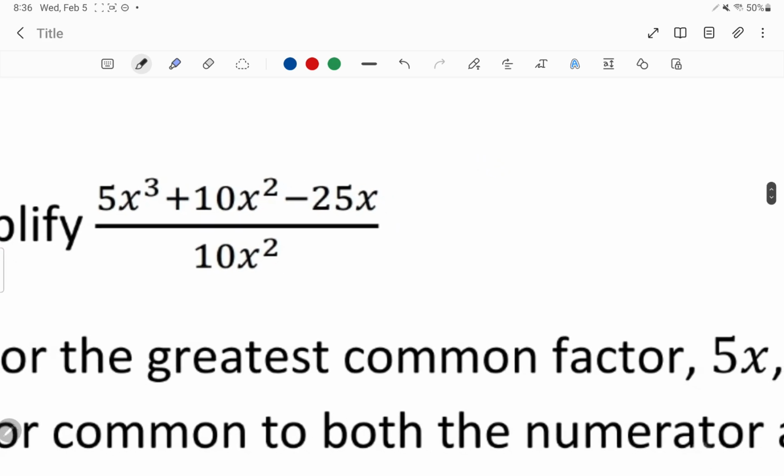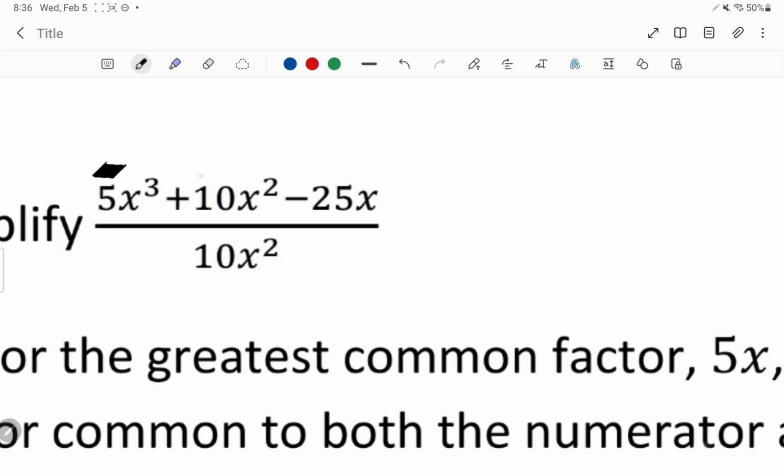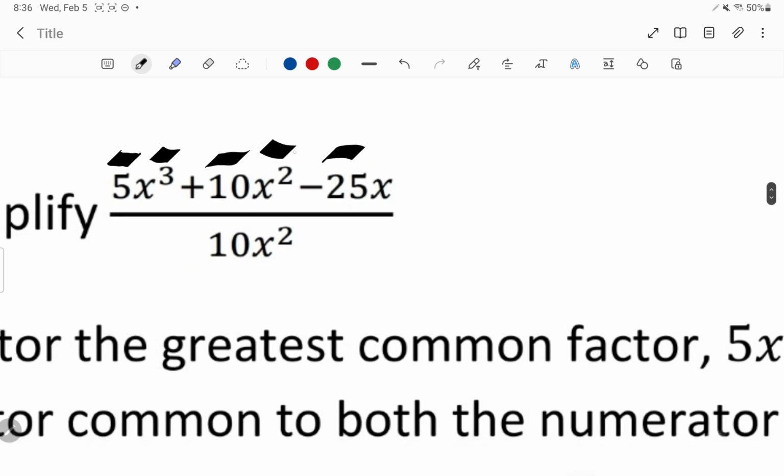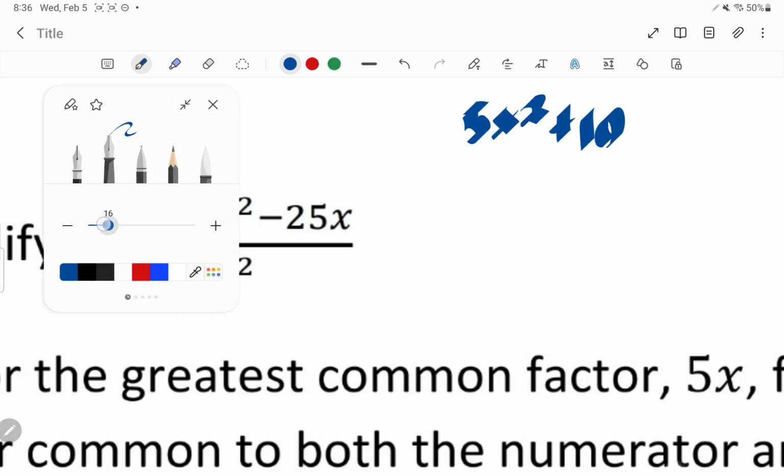Well, I have a lot of things in common whenever I look at these numbers and letters. For example, I have 5, 10, and 25, which are all divisible by 5. Also, I have x cubed, x squared, and x. So what we're going to do here is something smart. We're going to be dividing all of this by certain things. I'm going to start with this. Now, I'm going to grab this whole thing, 5x squared plus 10. Let me lower this a little bit, that way it looks a little better.